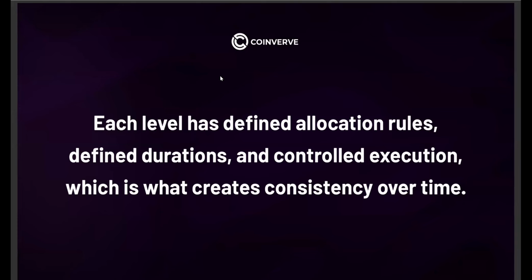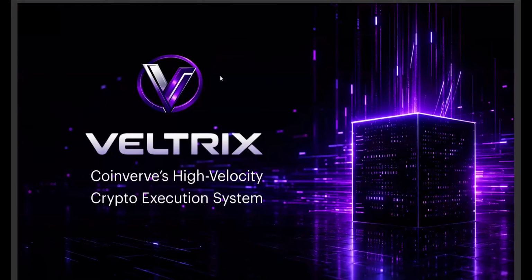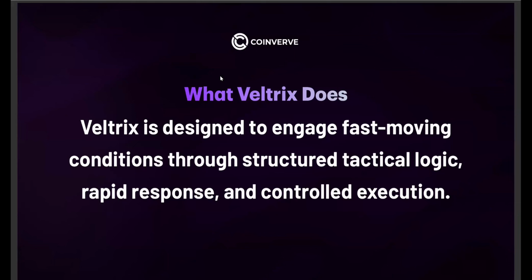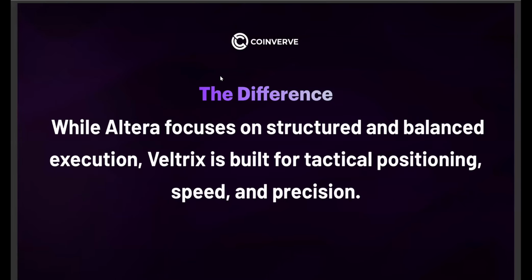Now, alongside Altera, there's another automated system called Vetrix. Vetrix is a high-velocity crypto execution system built for short-duration market opportunities. It's designed to engage fast-moving conditions through structured tactical logic, rapid response, and controlled execution. And while Altera focuses on structured and balanced execution, Vetrix is built for tactical positioning, speed, and precision.